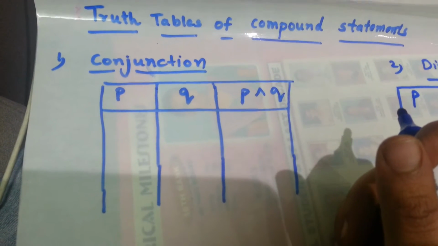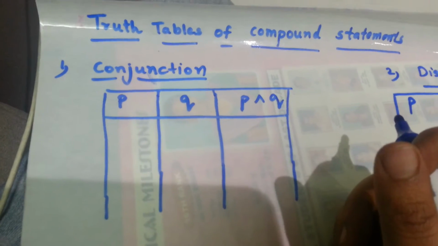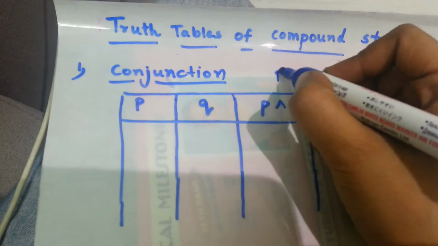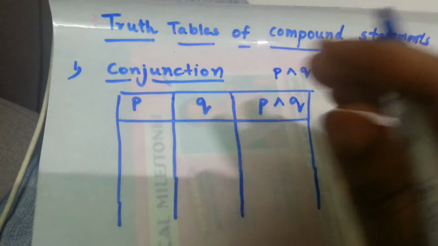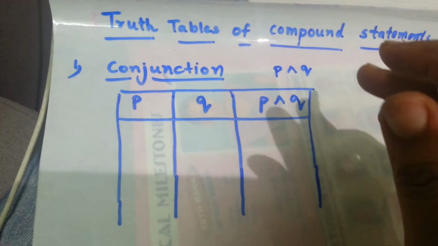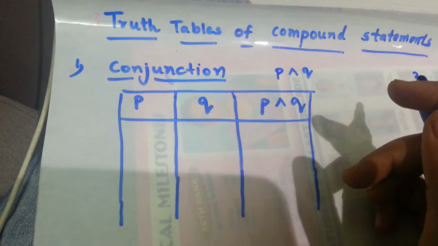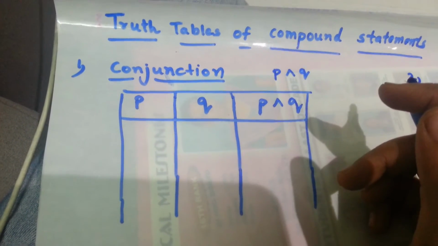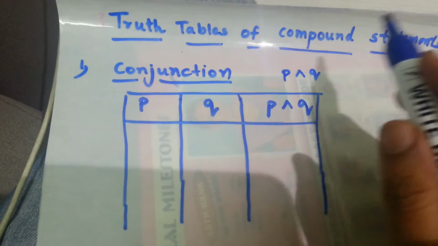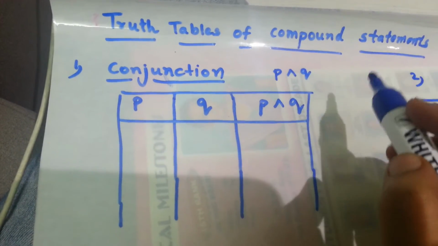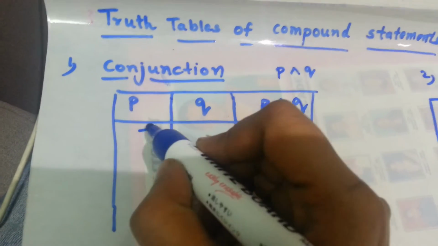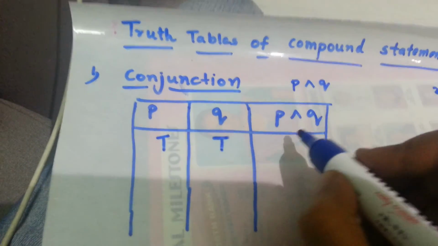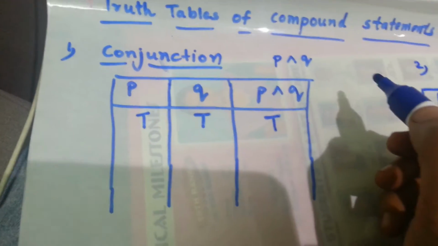First is conjunction. The truth value of the conjunction P and Q: suppose we have two statements P and Q. The connective is conjunction, so we'll use P and Q. The truth value of the conjunction P and Q is T if both P and Q have the truth value T. If both are true, then only the conjunction is true.